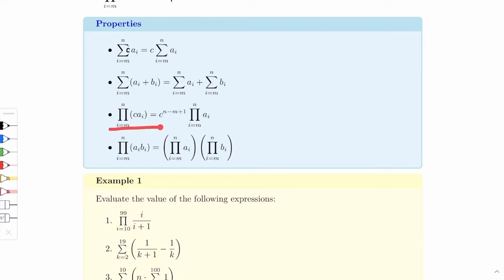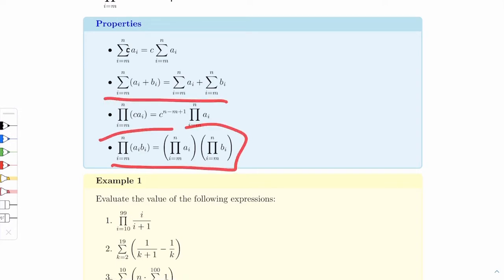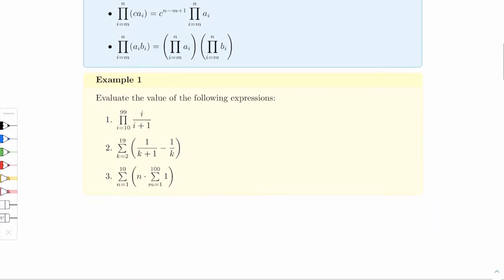Same for product, product of c a_i equals to c. This part is slightly different from adding them together, okay, because when you put c inside, you're multiplying c as well. So that's c to the power of n minus m plus 1 times pi of a_i, and this is just really similar to this. Anyway, here is an example.